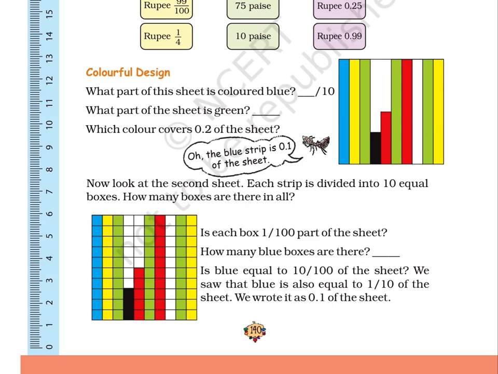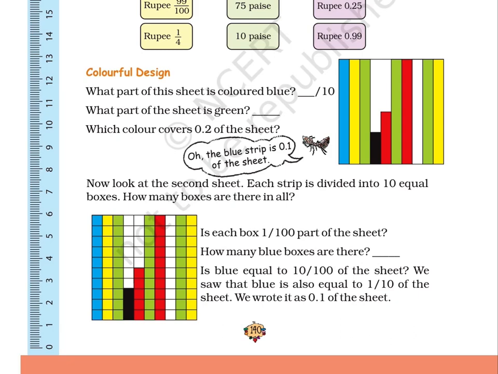What part of this sheet is colored blue? Dash by 10. What part of the sheet is green? Dash. Which color covers 0.2 of the sheet? Oh, we see the fly again that has come to help us, and she tells us, the blue strip is 0.1 of the sheet.